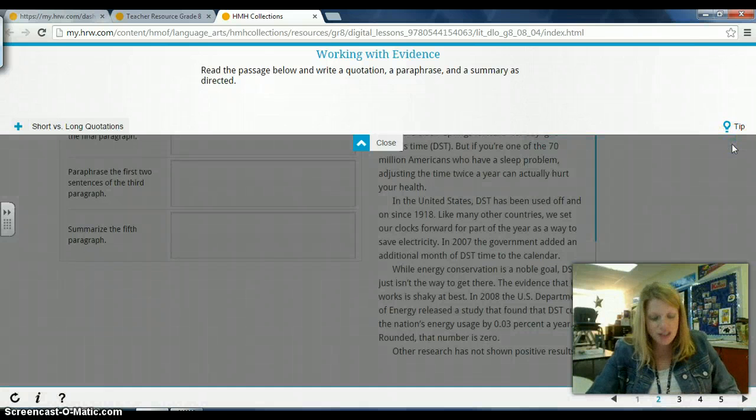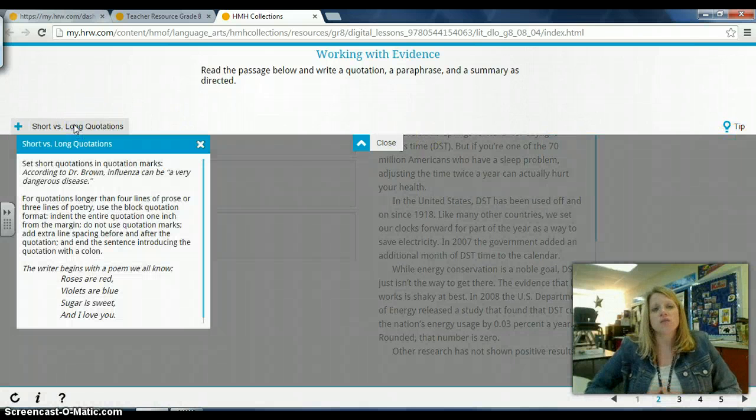The other thing it says is short versus long quotes. I wanted to bring this up for you guys to see, since I've had questions about that. A short quote would be just like how we normally have done it. According to Dr. Brown, influenza can be a very dangerous disease. So you just put the quote in there just like we're used to.